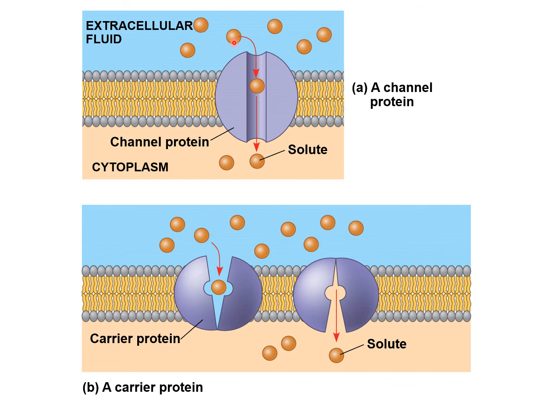So here's from your book. Here is a channel protein. Again, mostly very, very small charged molecules. Channels are selective for size and charge, and they facilitate diffusion. So there's no energy input here. On the other hand, carriers, like I said, are like enzymes. They bind, they change conformational shape, and then they release. Some of these ones will facilitate diffusion and are passive. Other ones will move against a concentration gradient and require energy, usually in the form of ATP.